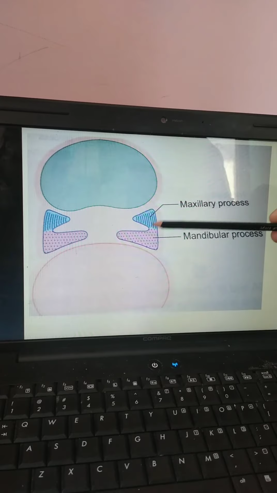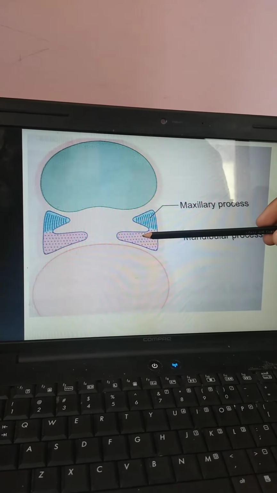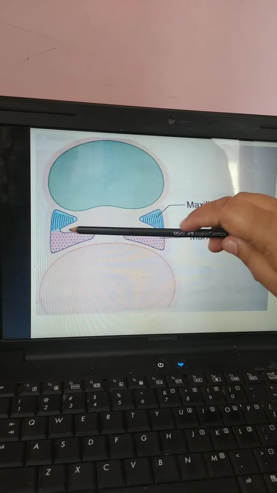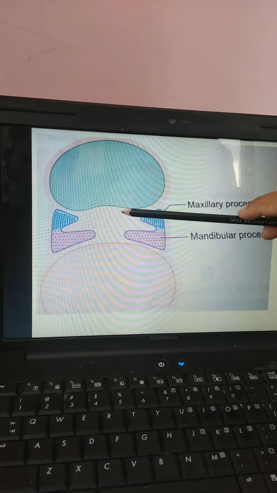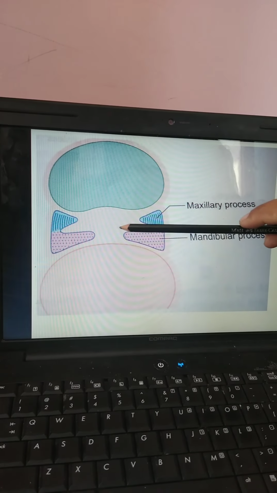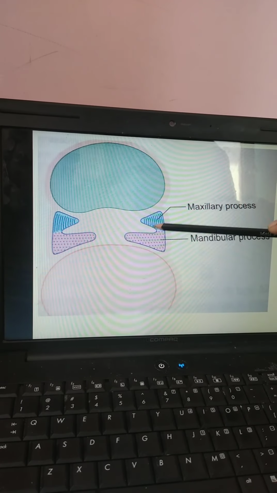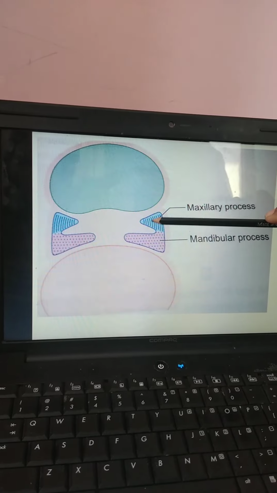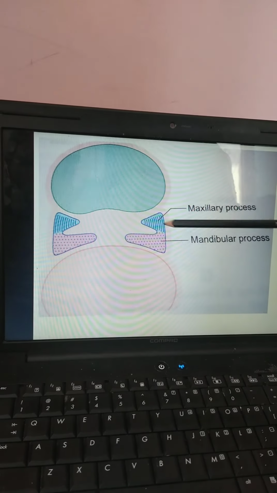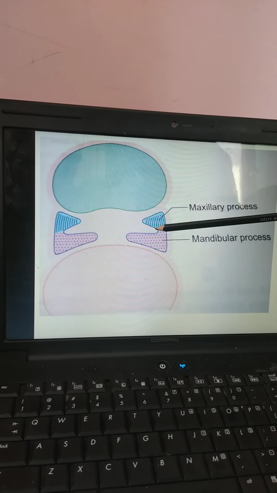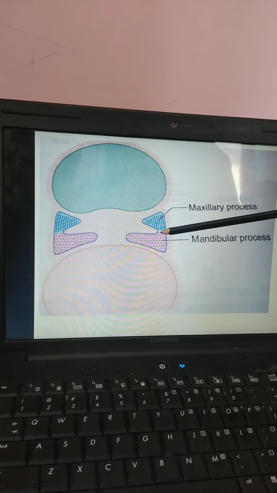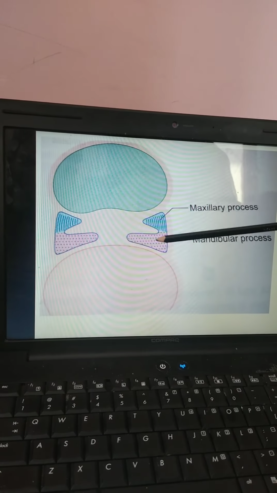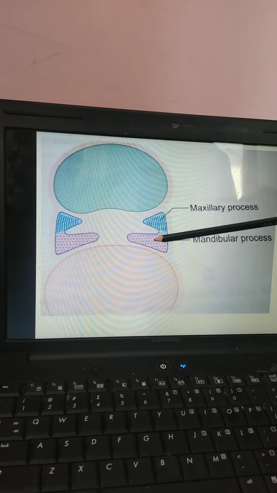Now we will see first of all the mandibular arch. What will happen to the mandibular arch? The mandibular arch lies on the lateral wall of the stomatodeum. The stomatodeum forms the future mouth. So this mandibular arch gives rise to a bud on its dorsal side. This bud is known as the maxillary process, and it grows ventromedially to the main part of the arch.